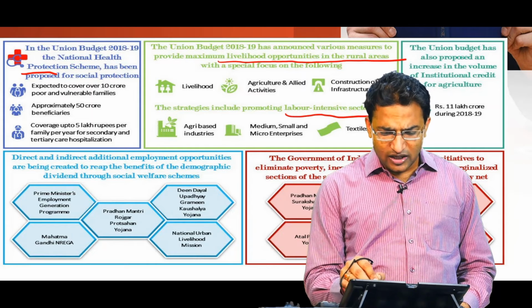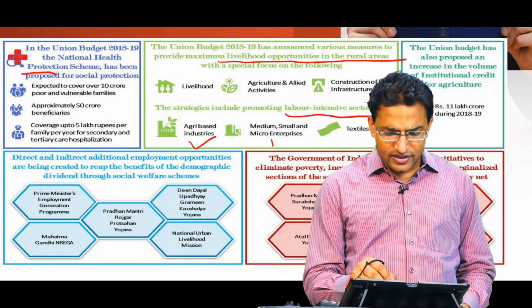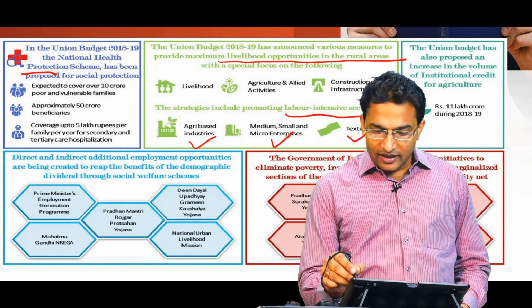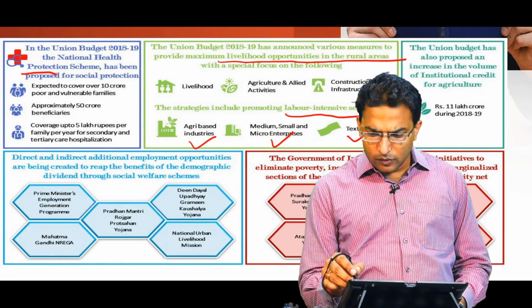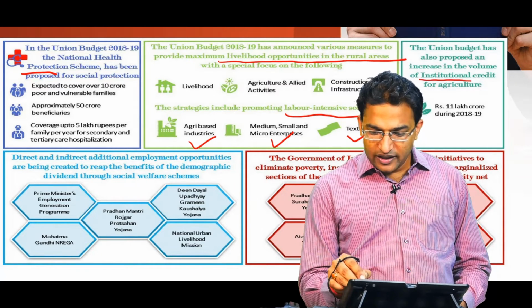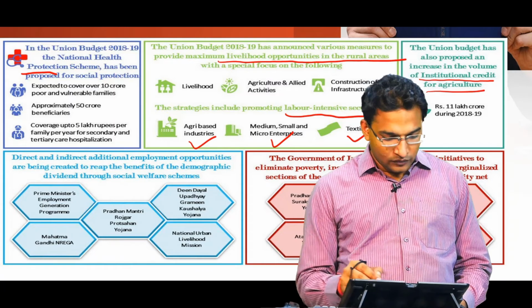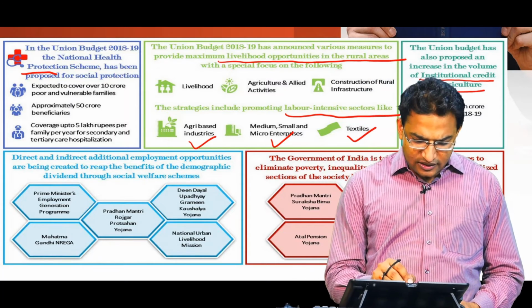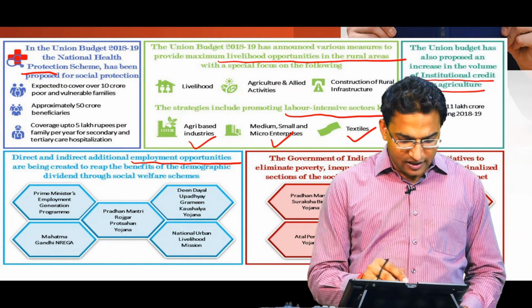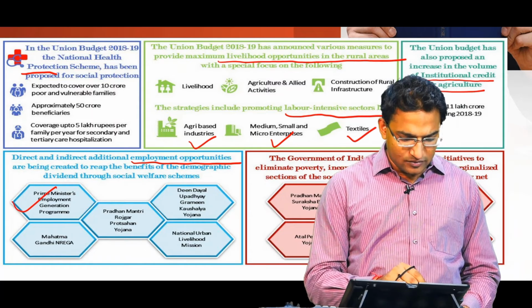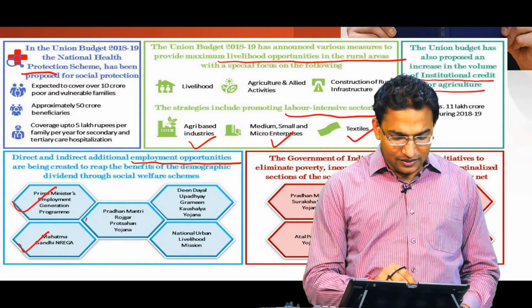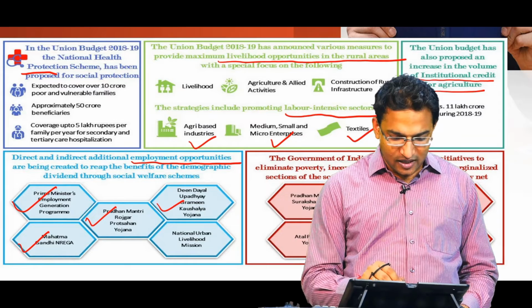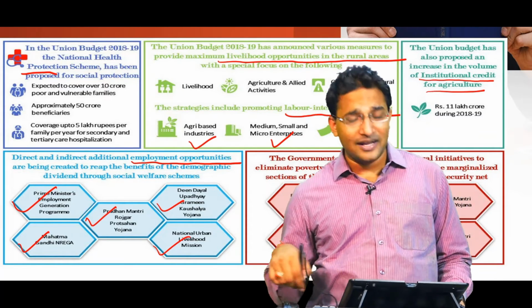Various initiatives for the labor intensive sectors like agro-based industries, MSME and the textiles. Then we have also proposed an increase in the volume of institutional credit for agriculture. Then various initiatives have been taken for employment generation, like Pradhan Mantri Employment Generation Program, MGNREGA, Pradhan Mantri Jan Protsahan Yojana, Deen Dayal Upadhyaya Gramin Kaushal Yojana, National Urban Livelihood Mission.